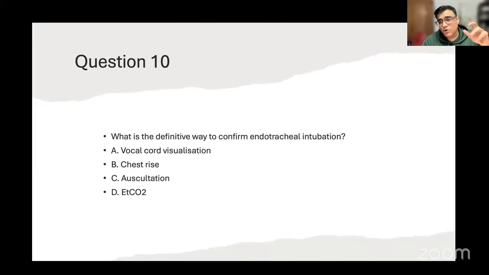So whenever EtCO2 is in the options, you have to choose EtCO2. Ultrasound, EtCO2, and one more thing: when you see the tube between the vocal cords, that is another good option. But just vocal cord visualization cannot be a good option. So whenever EtCO2 is there, always choose EtCO2. EtCO2 is the best option, so it is the correct answer here.